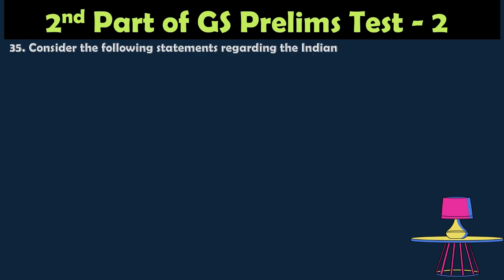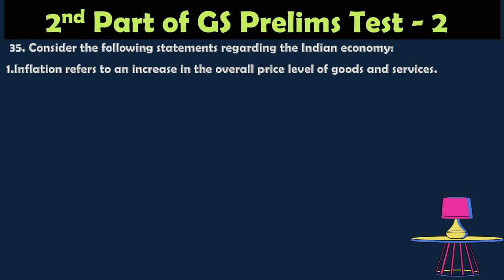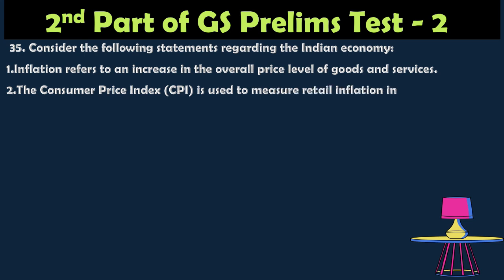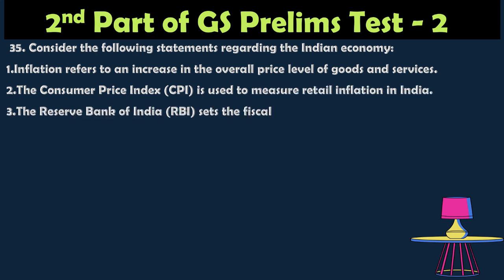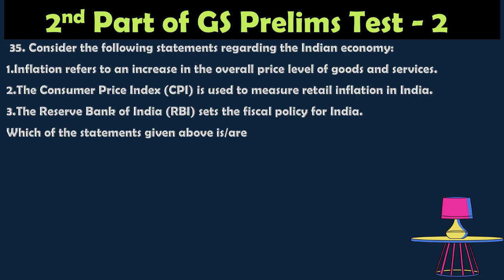Question number 35. Consider the following statements regarding the Indian economy. Inflation refers to an increase in the overall price level of goods and services. The Consumer Price Index is used to measure retail inflation in India. The Reserve Bank of India advises the fiscal policy for India. Which of the statements given above is correct?